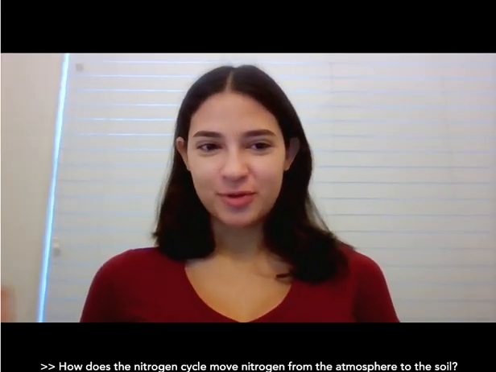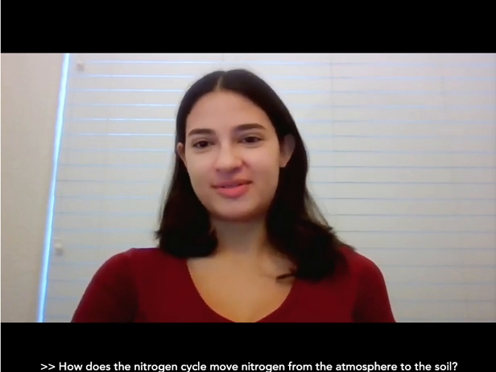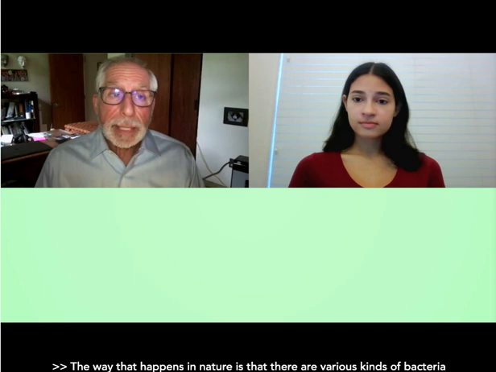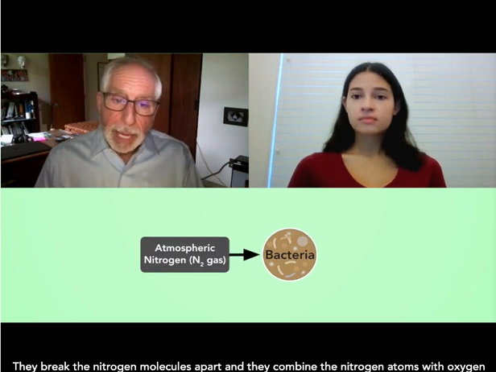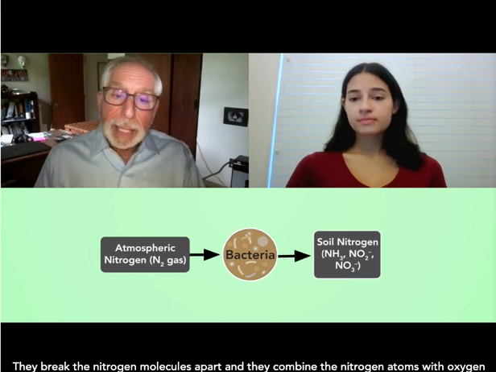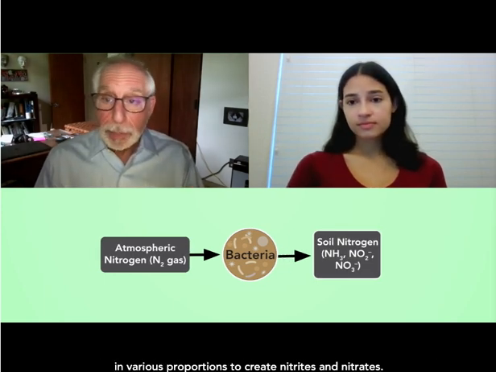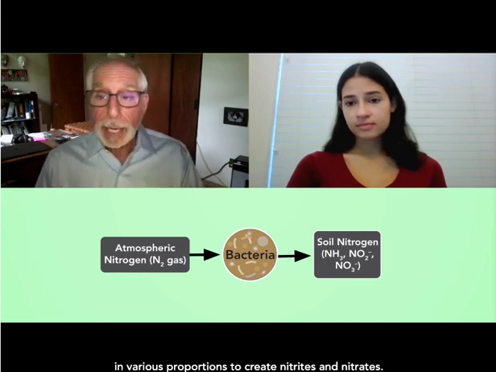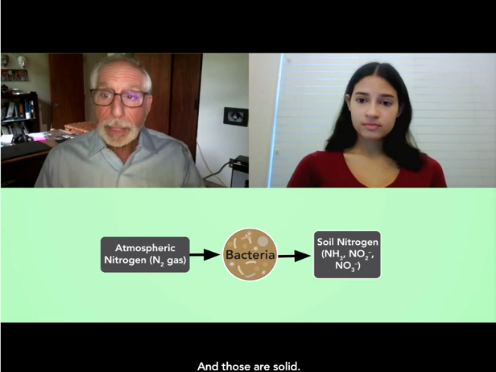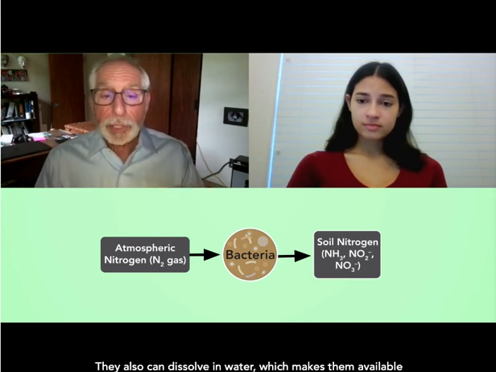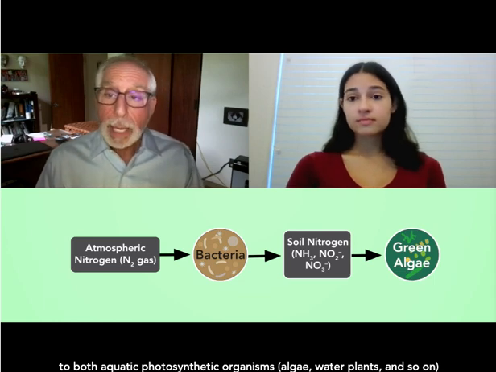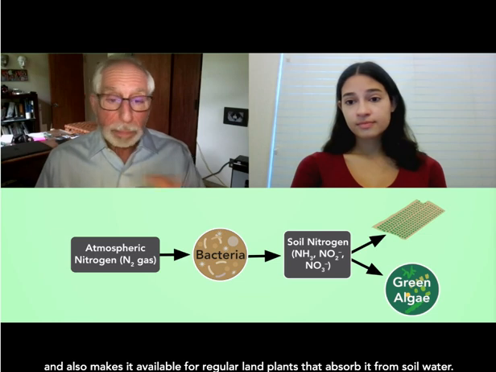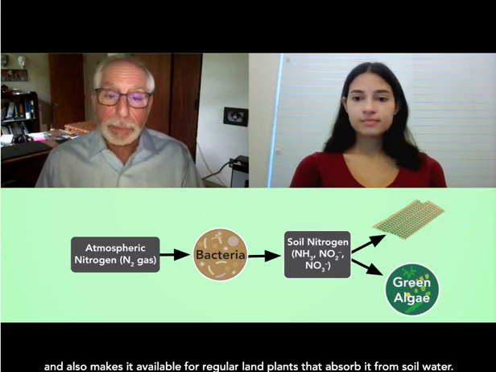How does the nitrogen cycle move nitrogen from the atmosphere to the soil? The way that happens in nature is that there are various kinds of bacteria that actually take nitrogen gas out of the atmosphere. They break the nitrogen molecules apart and combine the nitrogen atoms with oxygen in various proportions to create nitrites and nitrates. And those are solid. They also can dissolve in water, which makes them available to both aquatic photosynthetic organisms, algae, water plants, and so on, and also to regular land plants that absorb it from soil water.